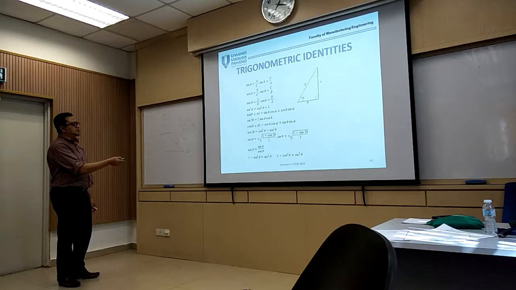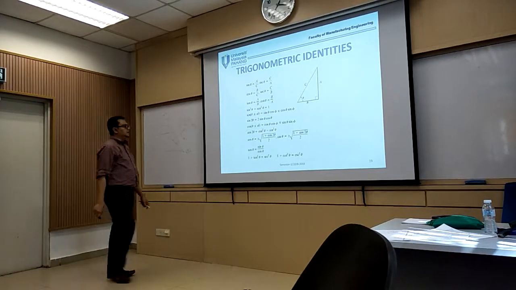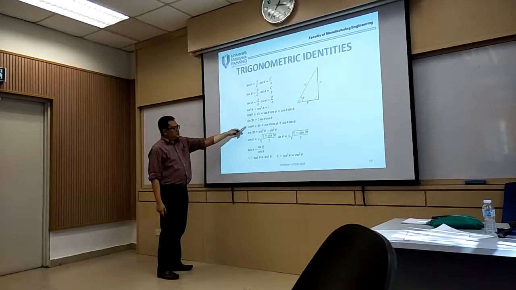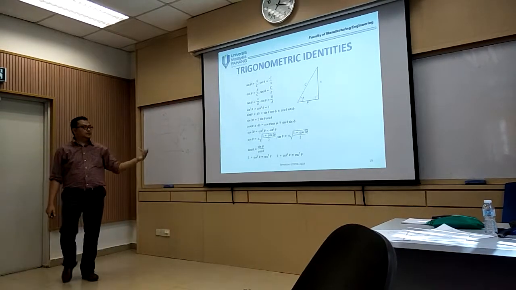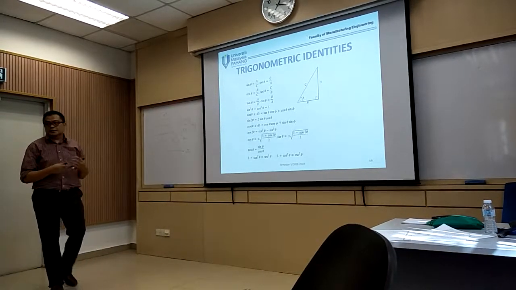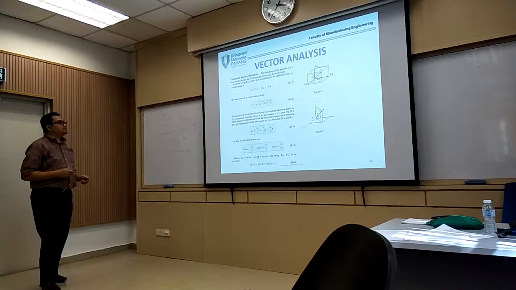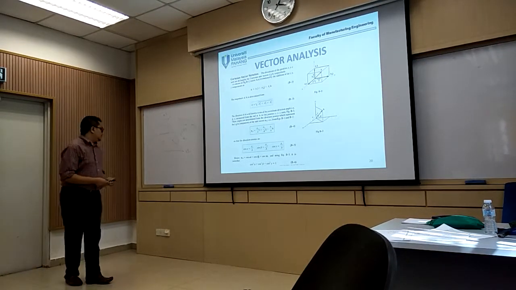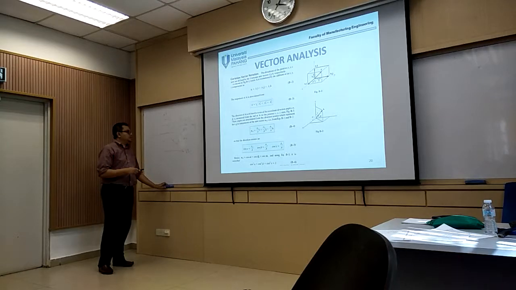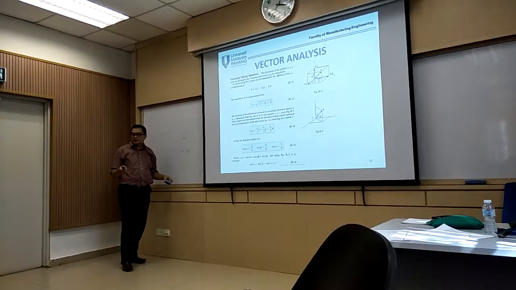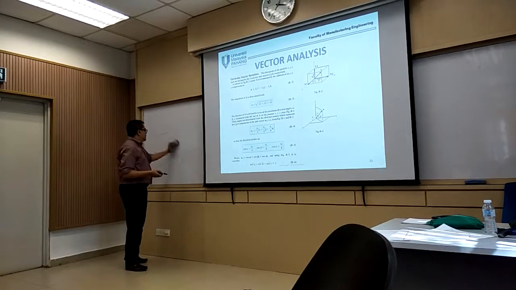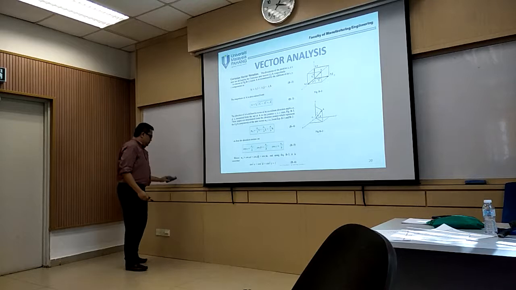Sine squared theta plus cosine squared theta equals 1, and this one also. I hope you still remember this, and you need to refresh your memory again. Then we are going to use mostly vectors. In statics also we use vectors. So what is the difference between vector and scalar? This is the common question.